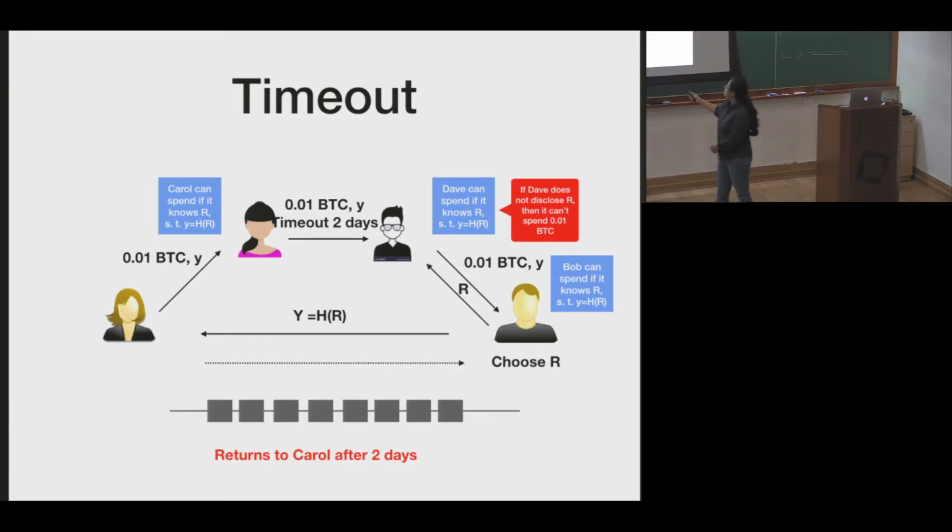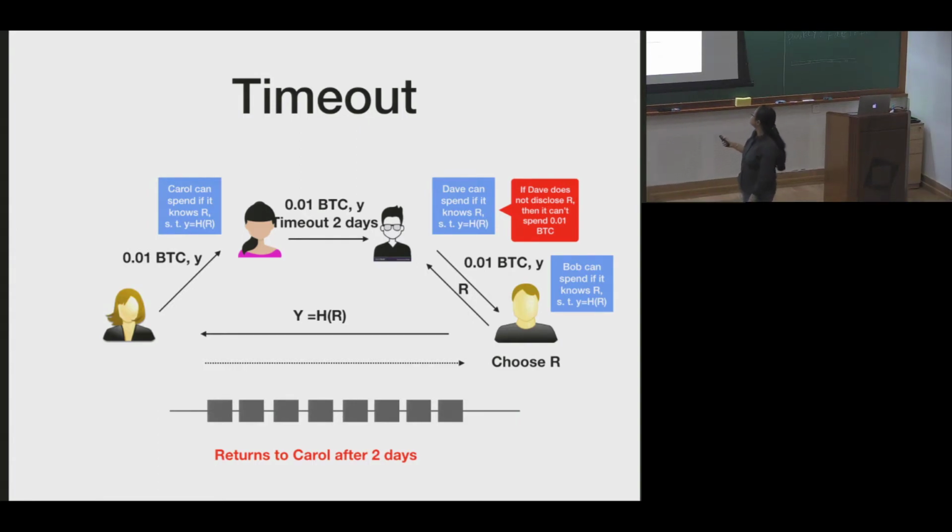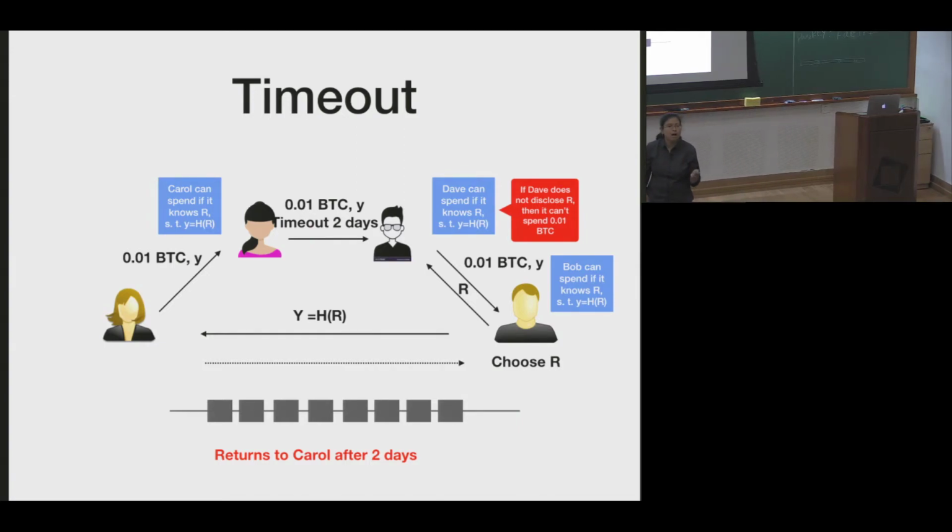At this point, there is no information of R on the blockchain, because transactions are written on the blockchain. Pardon? Transactions. No, so then the question is, how do Bob and Dave figure out, suppose Bob has given R, and Dave says, I'm not happy. I mean, you did not give me R.